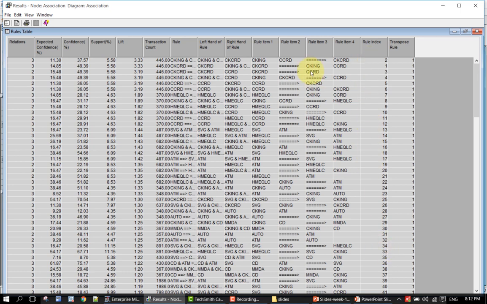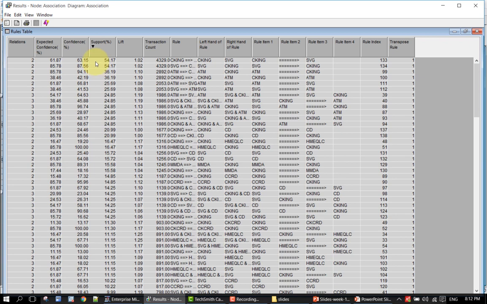So based on this table, you can sort by lift, inverse, or you can sort by support. The rule that has the highest support will be checking and savings, which is obvious here. And the two rules have the same support because they are the same combination, only the order is changed. But when you switch the order, their confidence changed dramatically from 60% to 80%. Most likely it's because savings is not the same as checking. Checking is more popular. Right.